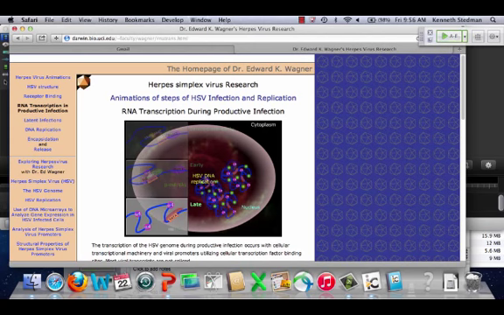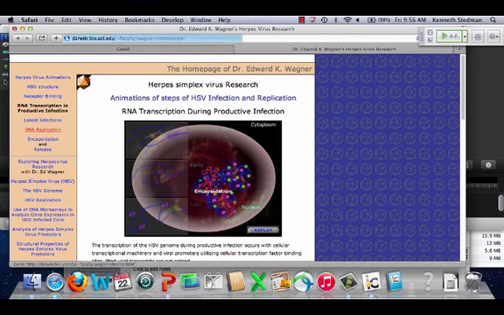Once you've done all this genome replication, now you have these final late proteins. These are all the ones which are going to be making your capsid. Those get re-imported back into the nucleus. You assemble each of the capsids.